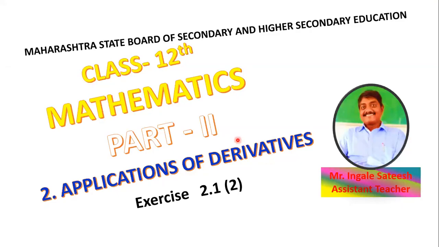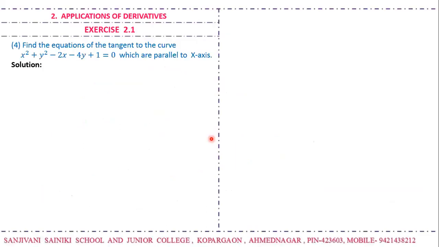This is our second lecture on exercise 2.1. In that, the first problem is: find the equations of the tangents to the curve x square plus y square minus 2x minus 4y plus 1 is equal to 0, which are parallel to x-axis.